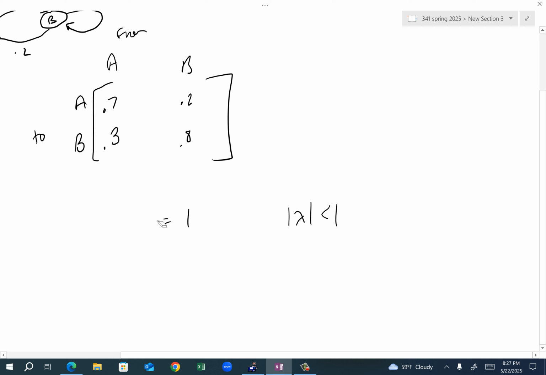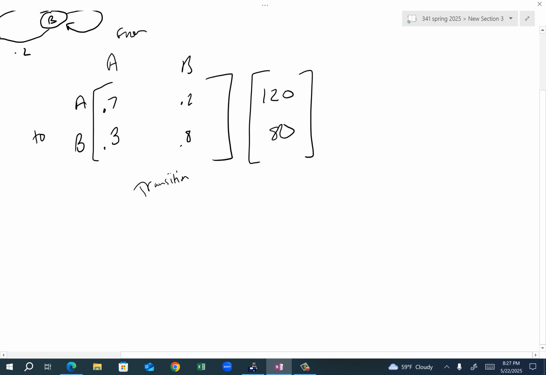Now the idea is, here we are. These are situations where you have a certain number of people, and in this case they were either using brand A or brand B. 120 were here, and initially 80 were here. This is a transition matrix here. This guy here is the initial state vector. It's the initial state of where we were at.